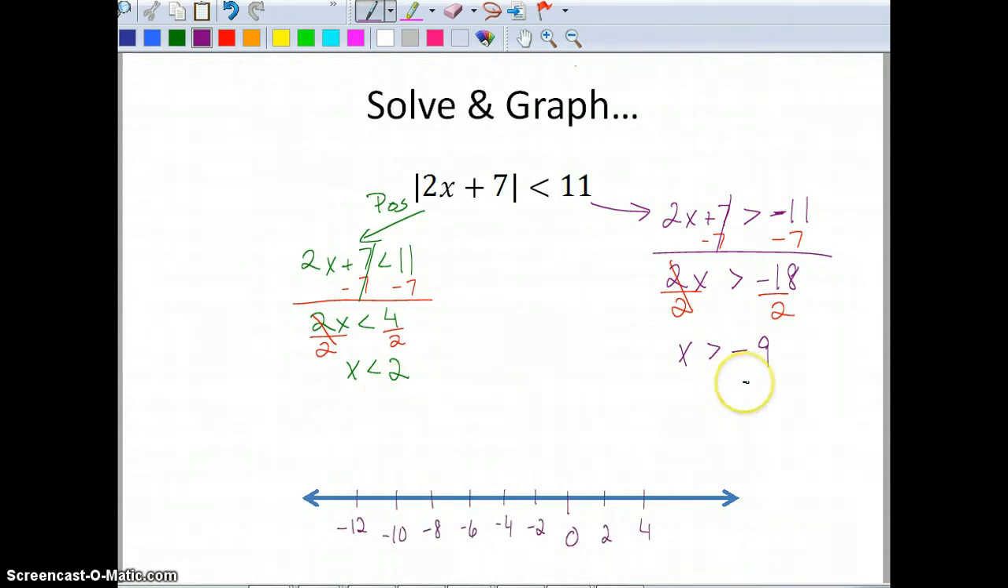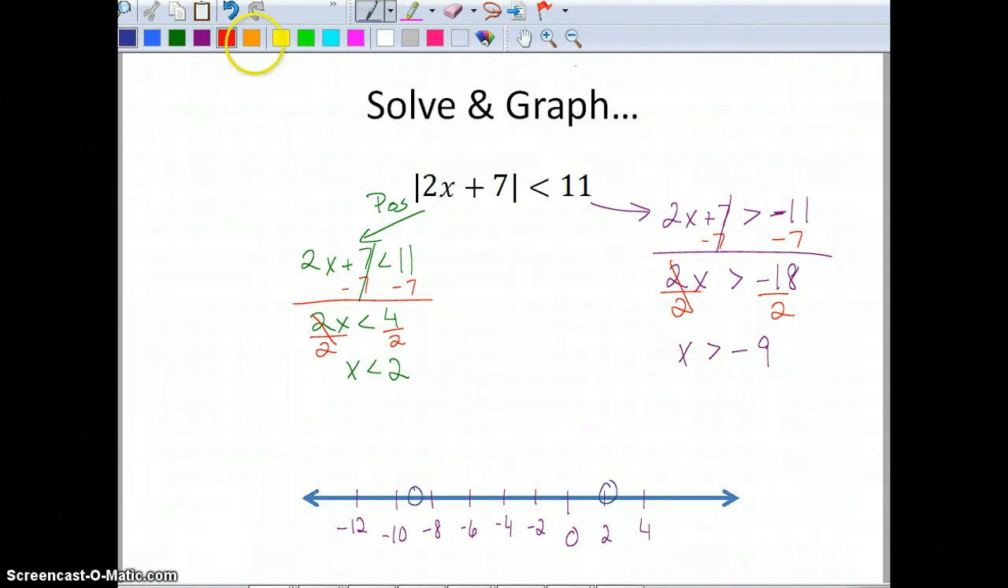2 and negative 9 are my key points, so I have to make sure those are on my number line. Now this time I went by 2, so I didn't want to have to make all those hash marks. I just wanted you to see that you could do it differently. So I know that at positive 2 I'm going to have an open circle. And I know that at negative 9 I'm going to have an open circle. So negative 9 is going to be right in the center right here.